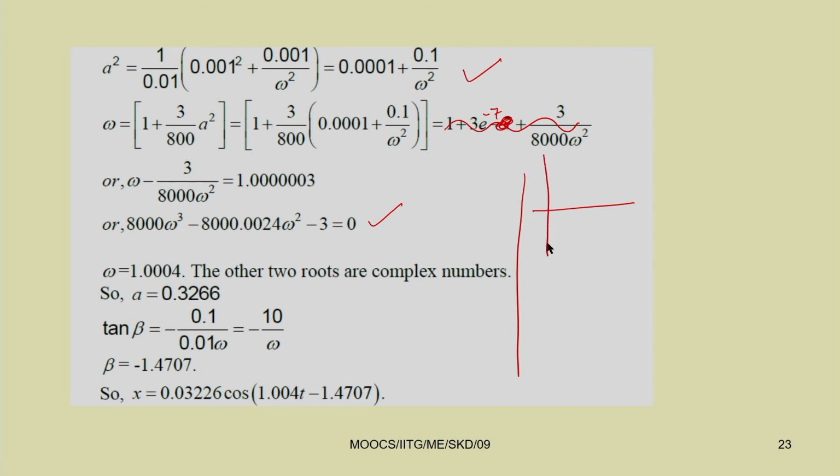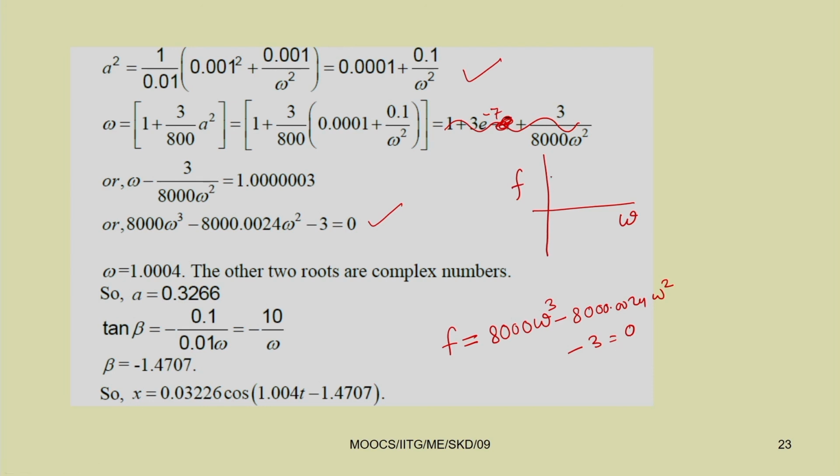Otherwise, simply you can plot it. So, let this function f be equal to 8000 omega cube minus 8000 omega square minus 3 equal to 0. You can plot omega versus this f. This is a cubic order polynomial, so you can get 3 roots.